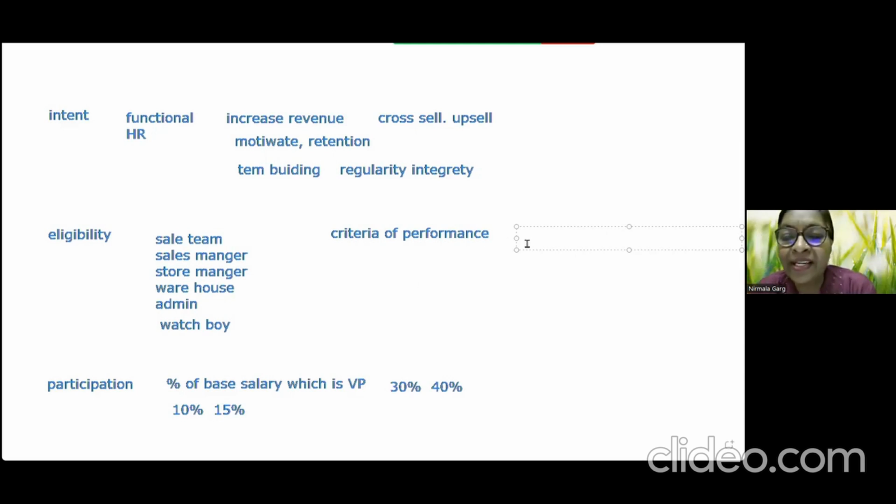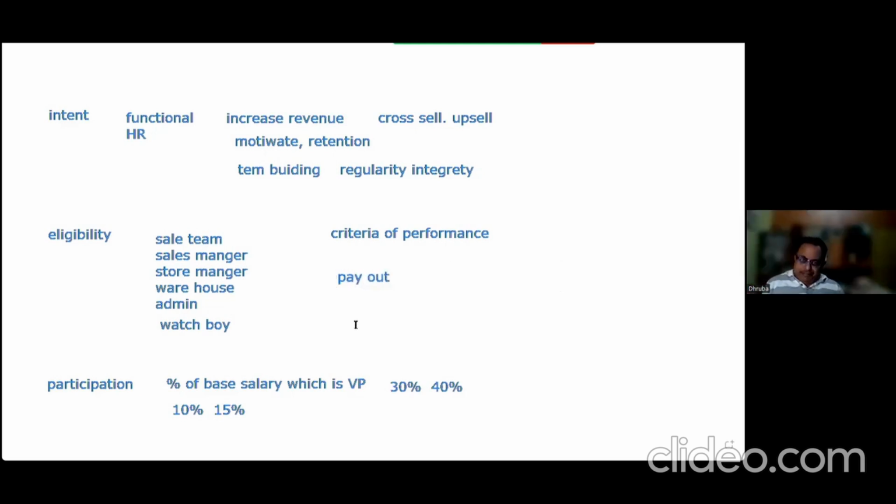Okay. So the criteria of performance is very, very important. How are you going to evaluate the performance? At the end, payout. What is payout? How will you be paid? Whether you will pay monthly, quarterly, or annually. If you pay monthly, then you want to retain, so will you do it later? So how will you pay out? For what will you pay out? Will you pay for attracting, motivating, retention, etc.?